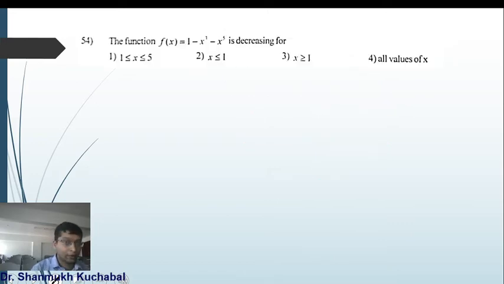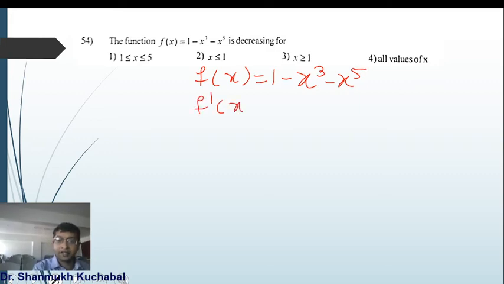Yes, we'll move to the next example. The function is f of x equal to 1 minus x cube minus x raised to 5. We'll find the first order differentiation. f dash of x equal to minus 3x square minus 5x raised to 4. Okay, the function is decreasing.